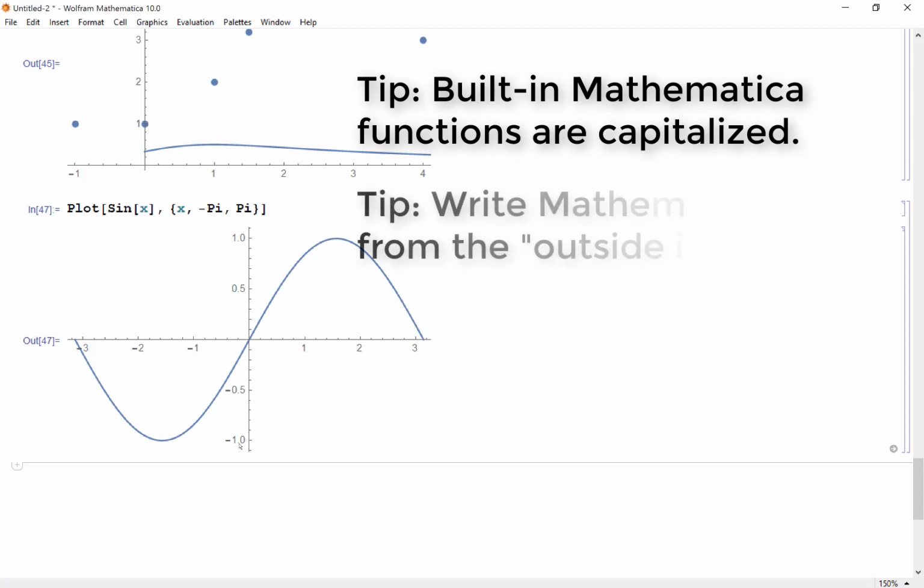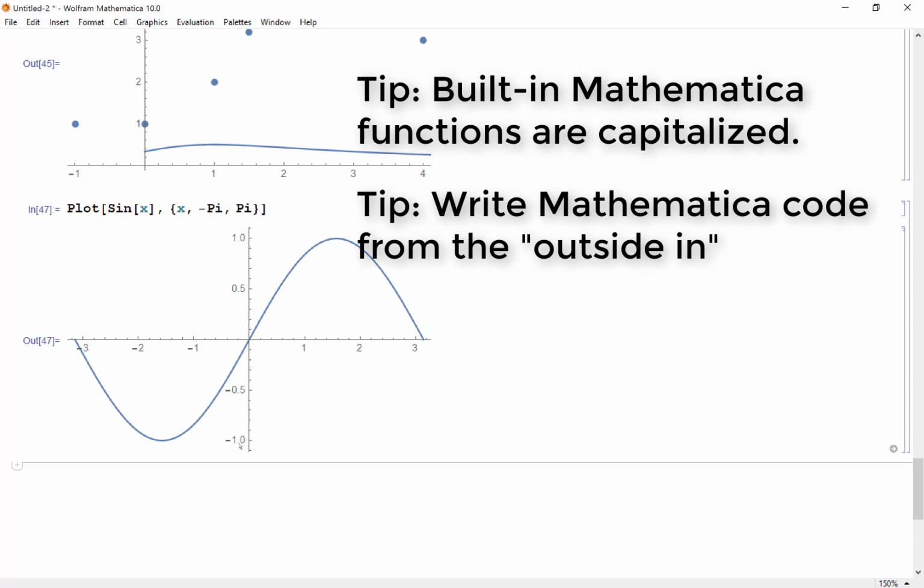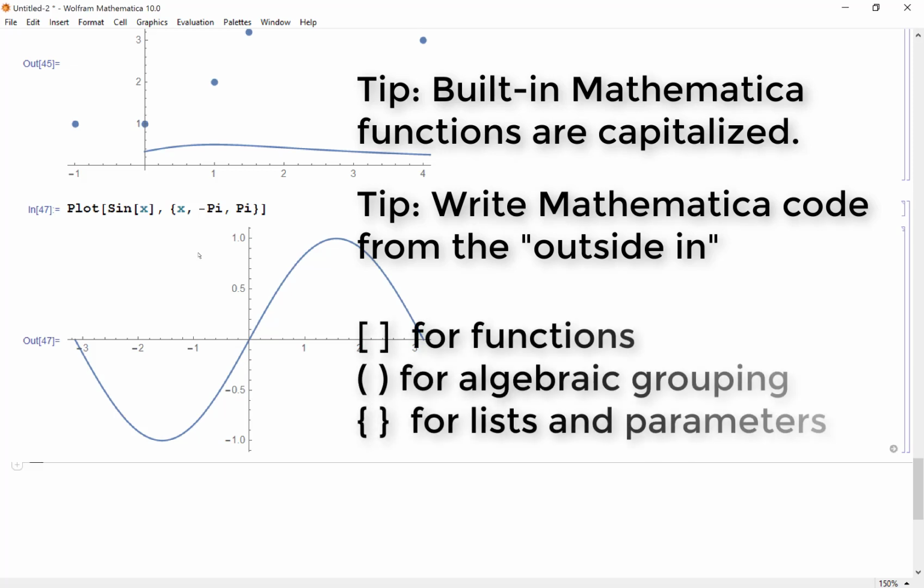Also remember my other tip to work from the outside to the inside when you're writing these out. So don't try to write just Plot, bracket, Sine, bracket. It's very easy to misplace a parenthesis, a brace, or a bracket, and not know where the error is coming from. If you work outside to inside, it'll help reduce that error. Also remember that brackets are reserved for functions, parentheses are reserved for grouping, like in algebra statements, and braces are reserved for lists and parameters.